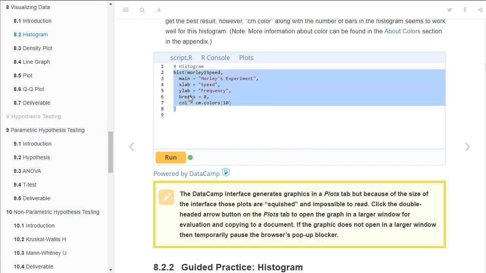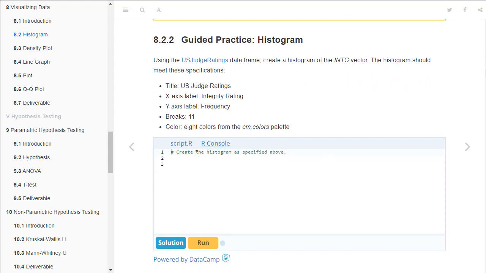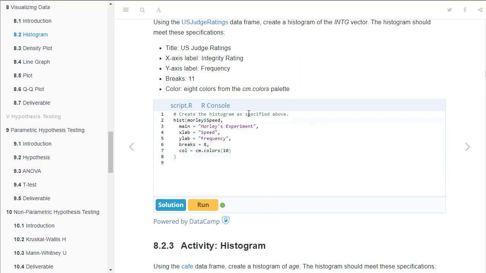If I copy this script and paste it in here, I can then look at U.S. judge ratings, the INTG variable in there. The main title is U.S. judge ratings. The x-axis is going to be integrity rating. The y-axis is going to be listed as frequency.